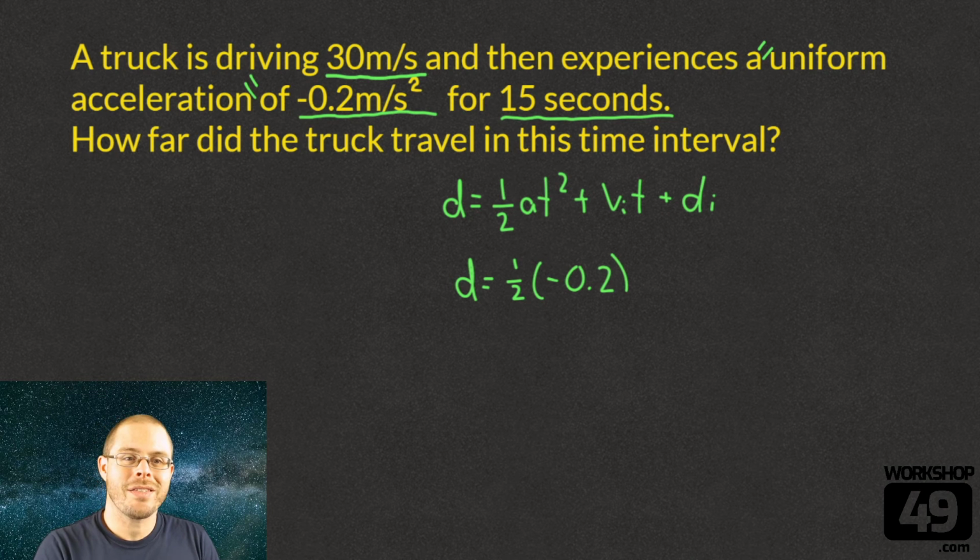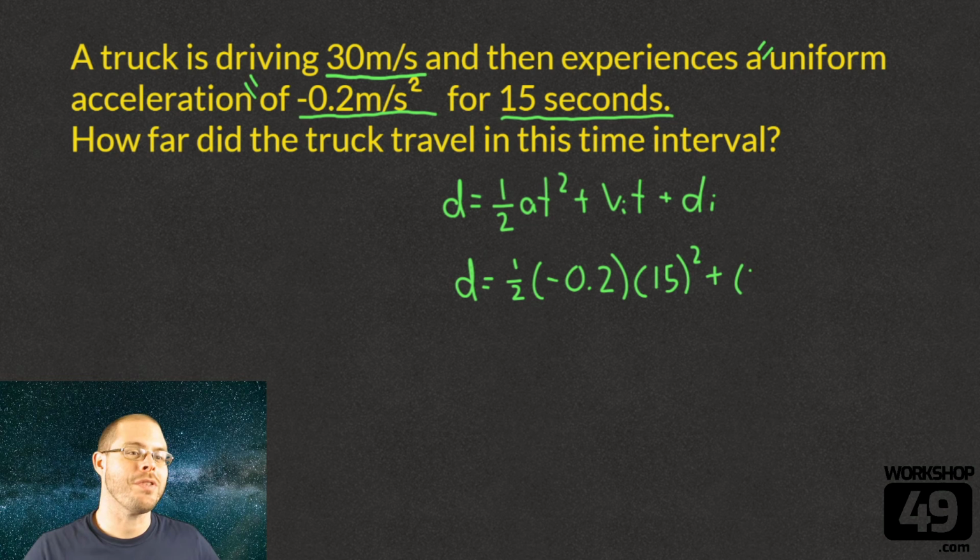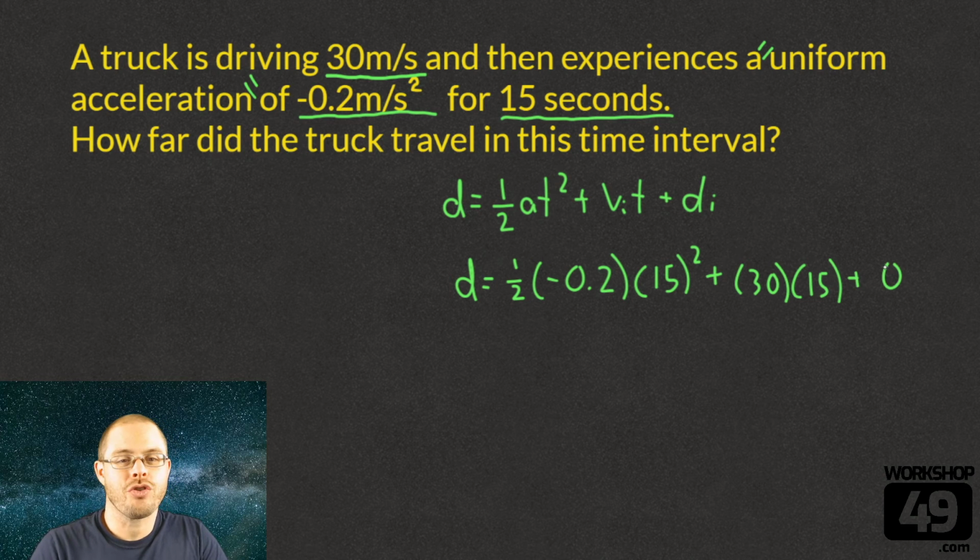So we can fill in our acceleration, negative 0.2. We fill in our 15 for time, so we have 15 squared, plus our velocity initial, which was 30, and we multiply that by our time again, and we add on our initial position, which is 0 unless the question somehow specifies otherwise. We can then go ahead, plug this into our calculator.